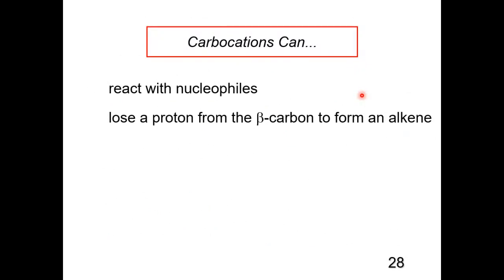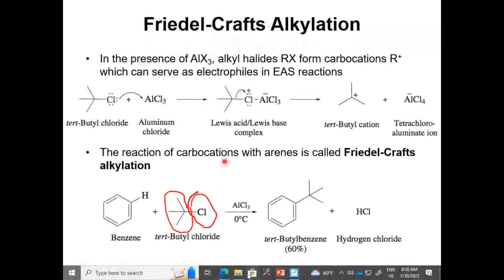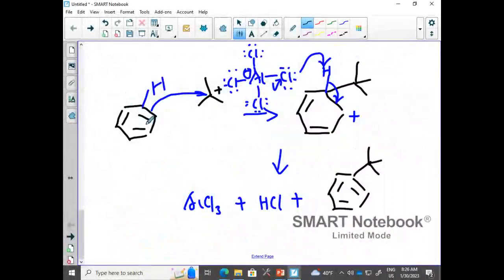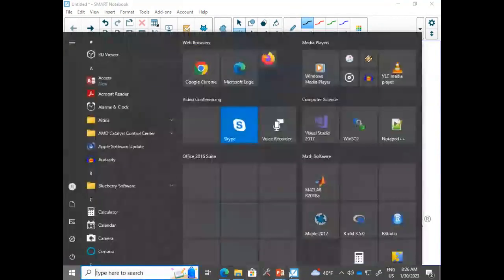Now if you recall what you learned in organic one, carbocations can participate in quite a few reactions, generally three types. First, they react with nucleophiles. That's the major reaction we have seen here. The carbocations can react with a nucleophile. Here, the benzene ring is acting as a nucleophile.